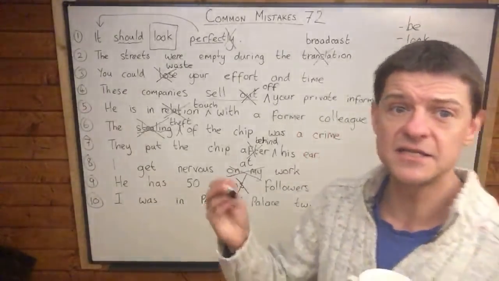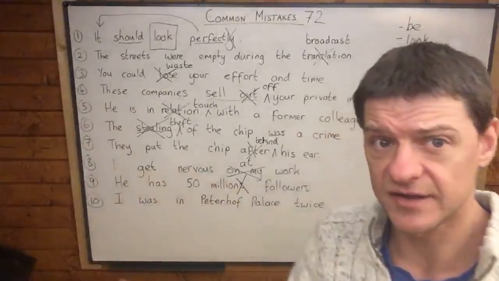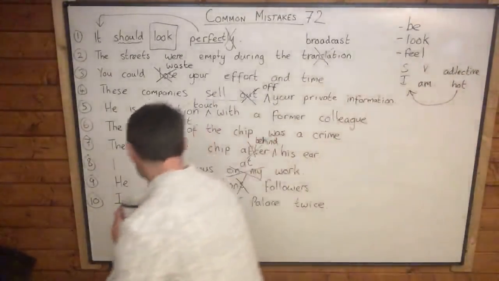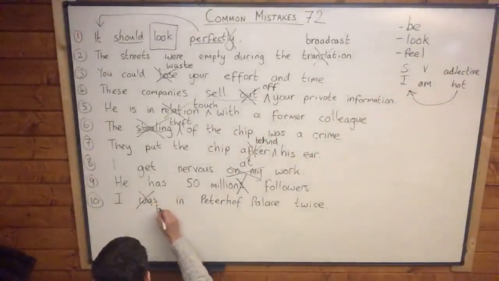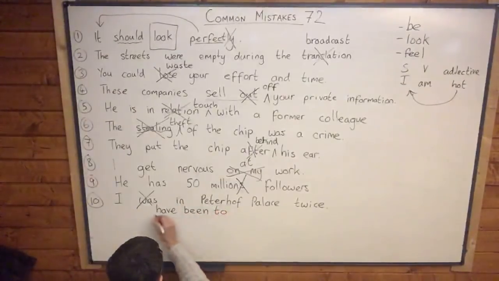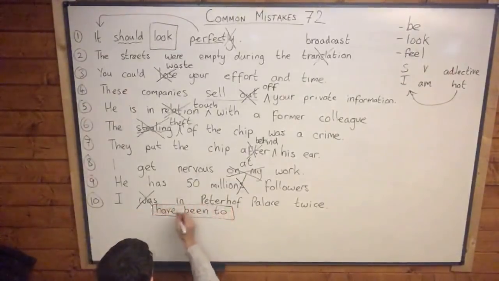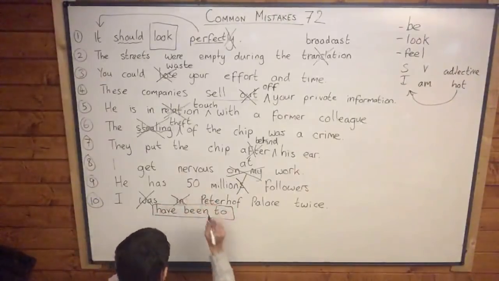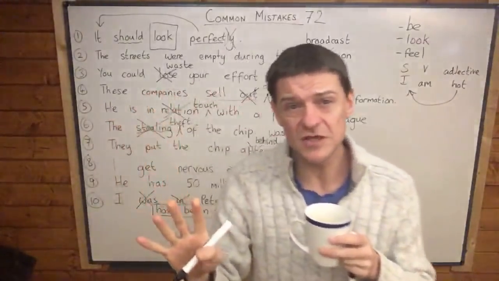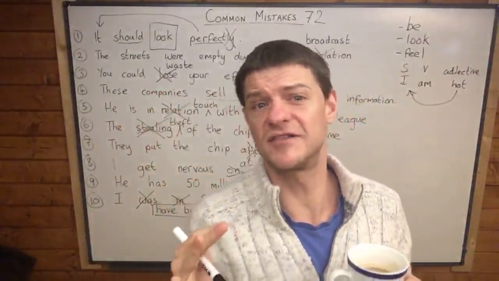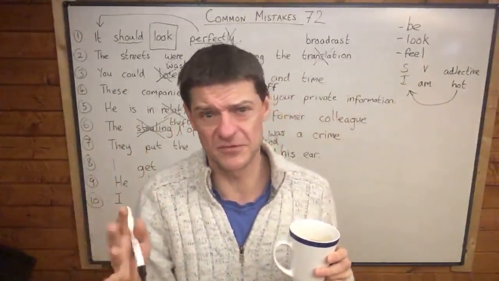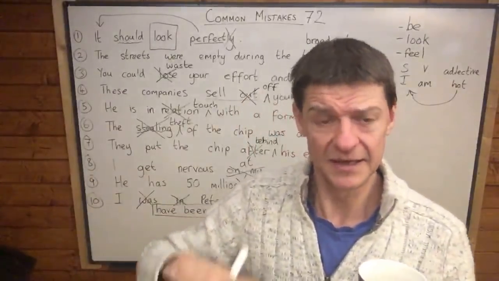When you say how many times you have done something, you generally must use present perfect. It sounds much better to say, I have been to Peterhof Palace twice. And I would say to as well, by the way, there. I have been to. You could say in. I have been in. It's also possible. But really, you must use to for countries. You really must. It sounds strange to say, I have been in Greece. Kind of possible grammatically, but it's not what people usually say.